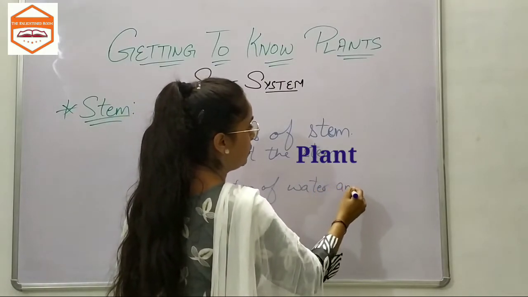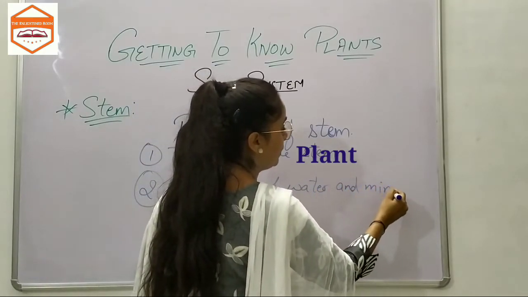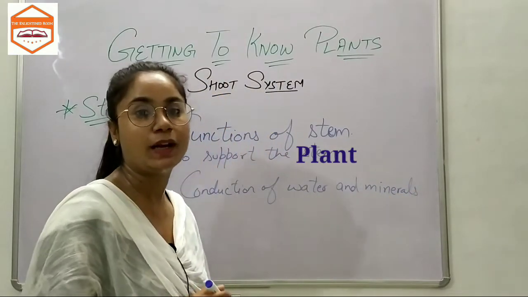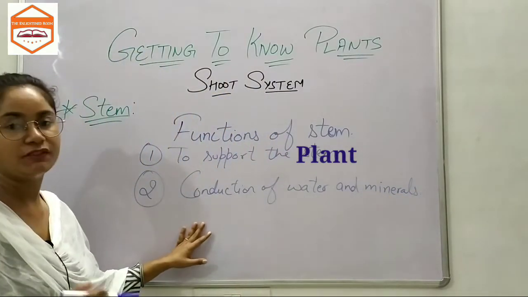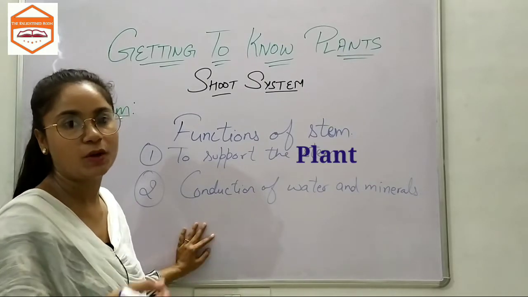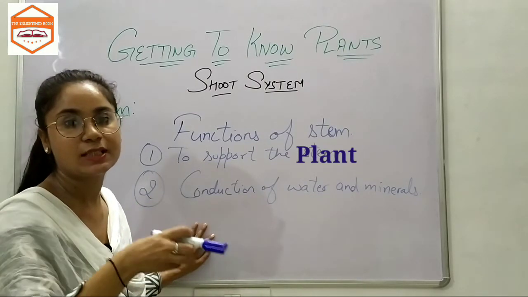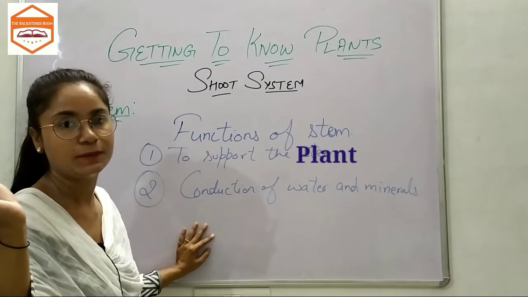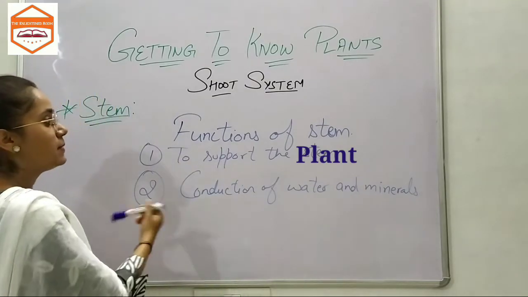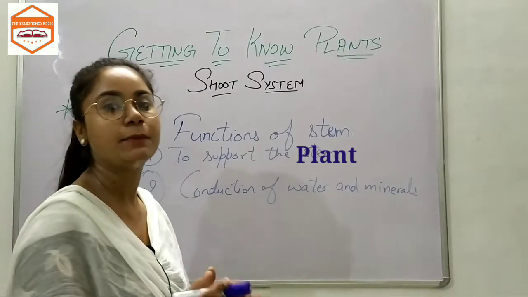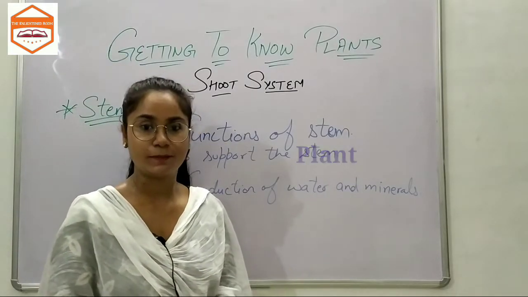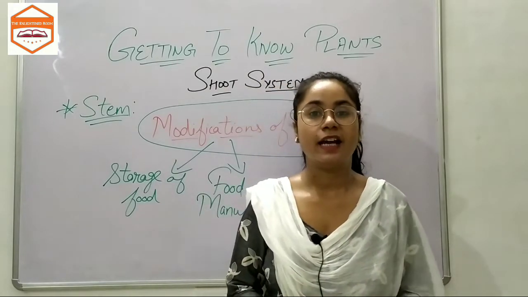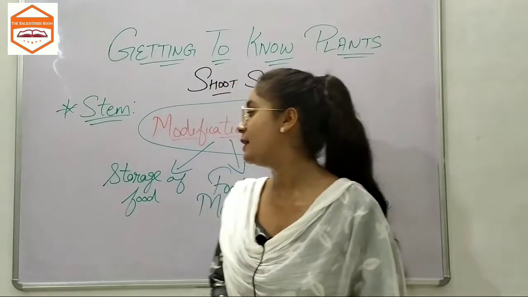Water and minerals are absorbed by the root of the plant, but these are conducted to the leaves, the kitchen of the plant, with the help of the stem. If there is no stem, then it is not possible for the water and minerals absorbed by the roots to directly reach the leaf. This is not possible. So the stem helps in the conduction of water and minerals to the leaf of the plant.